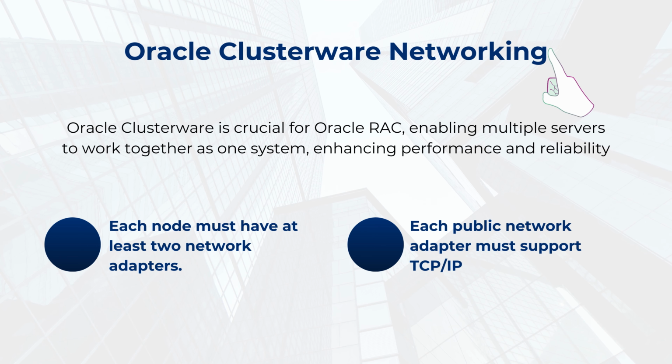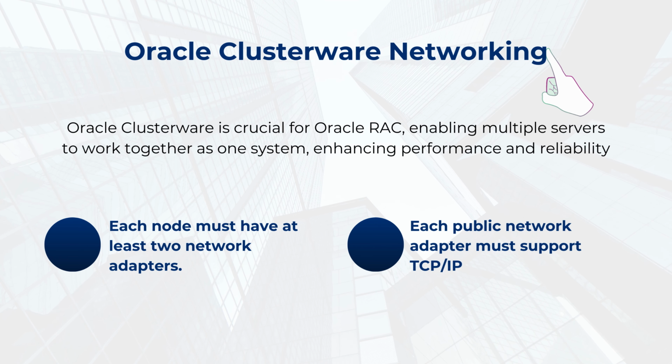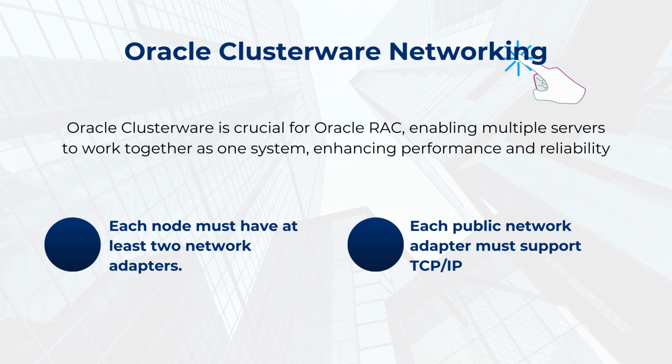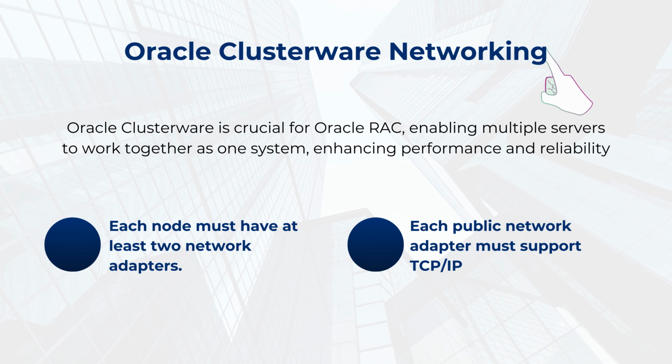Now let's discuss essential configuration for Oracle Clusterware. Each node must have at least two network adapters, one for the public network and the other for the private network interface, or we can say interconnect. In addition, the interface name associated with the network adapter for each network must be the same for all nodes.